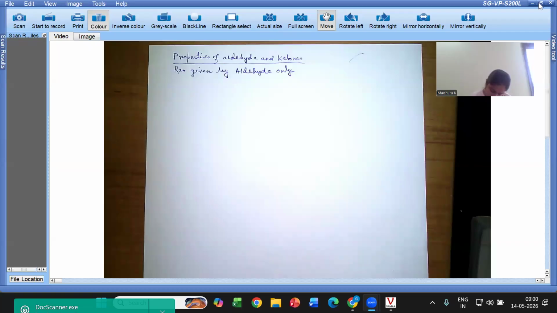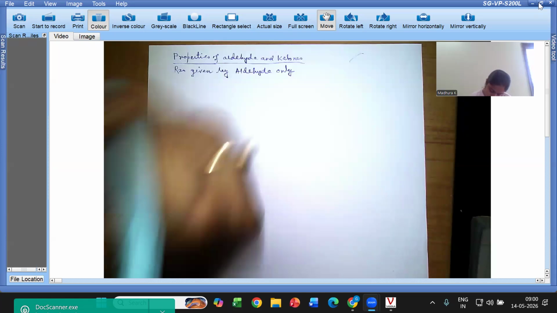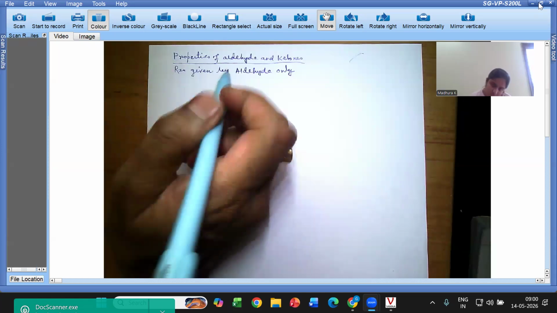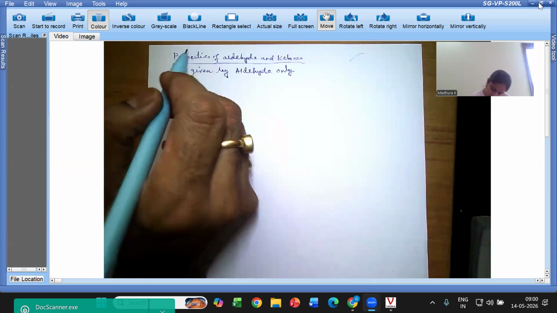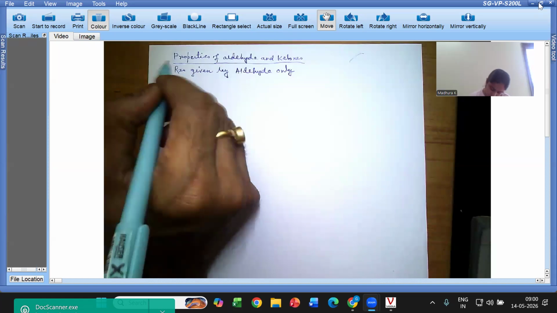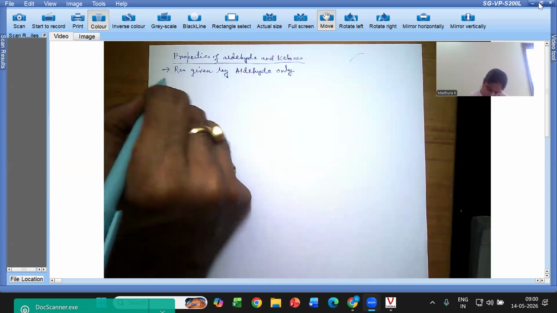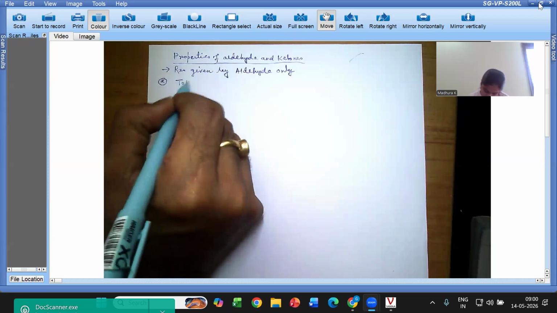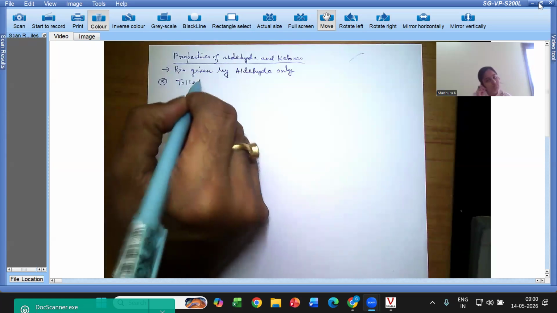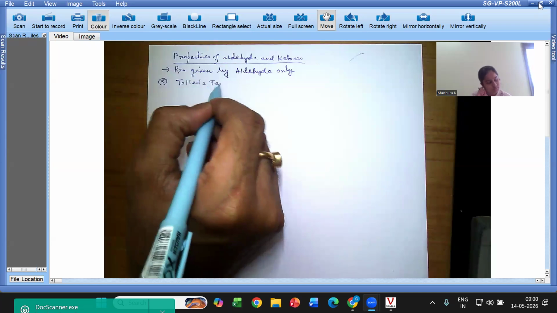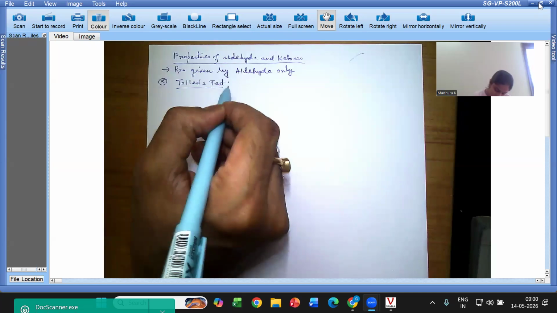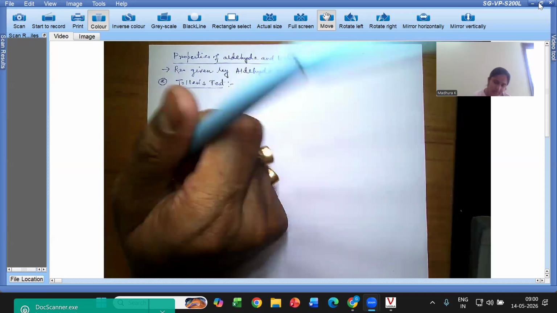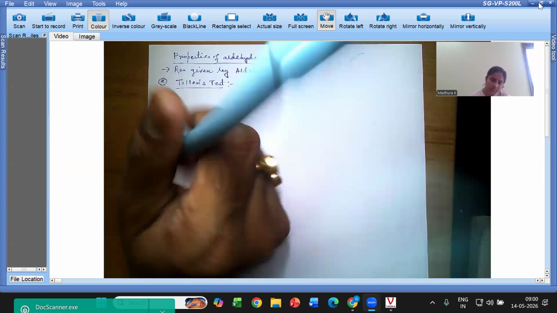Today we'll discuss properties of aldehydes and ketones. This couple of reactions will be given only by aldehydes. First is the Tollens test. What is the Tollens test? The silver mirror test.